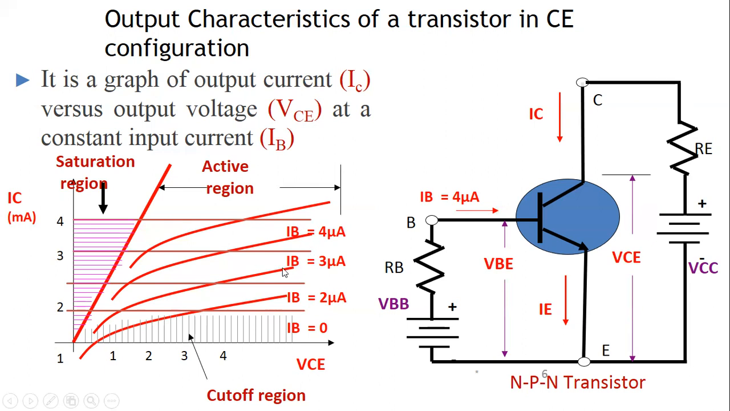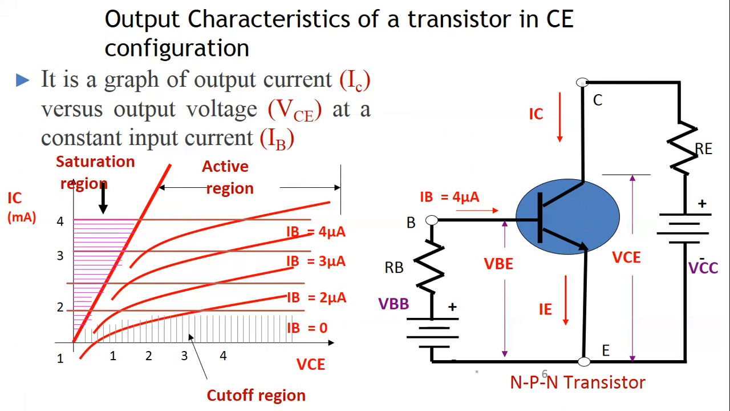This region of operation is called the active region. Above this cutoff region, meaning above IB equals zero, this region is the active region, where this transistor is used as an amplifier. We can observe that for a smaller value of IB, we get a larger value of IC. So we are going to operate this transistor in this active region.